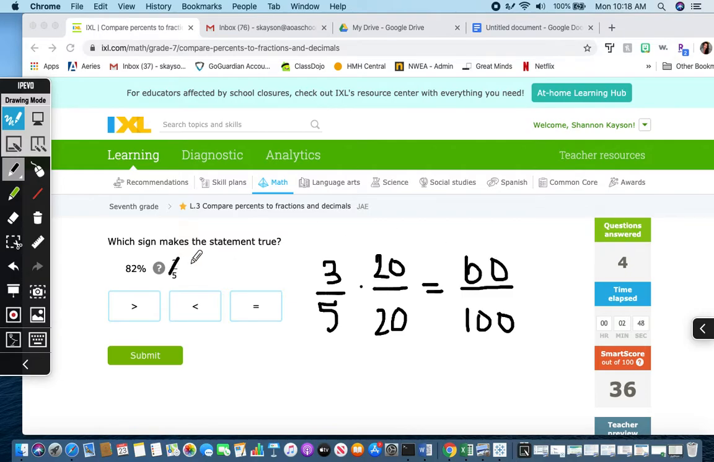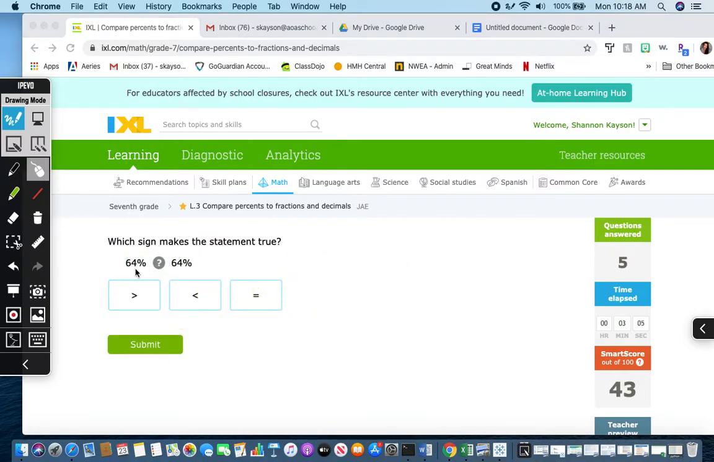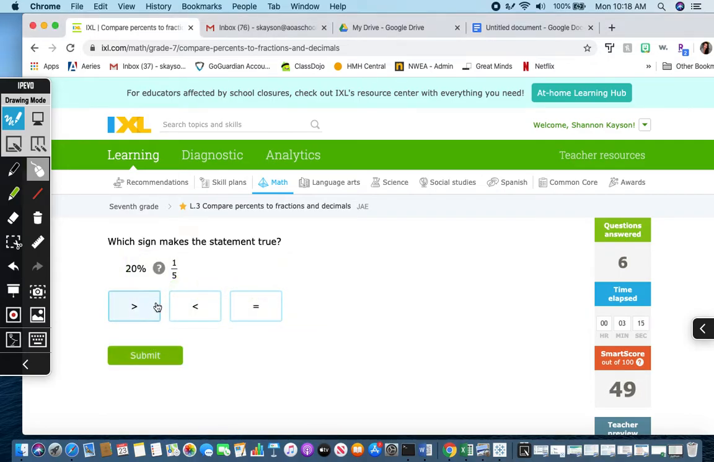So if we compare this to 60%, we can now see that 82% is greater than 60%. Okay? Here, real tricky one here, 64%, 64%. What do you guys think? Yep, equal to, very good. All right, so let's do one more of these. These ones are the tricky ones.